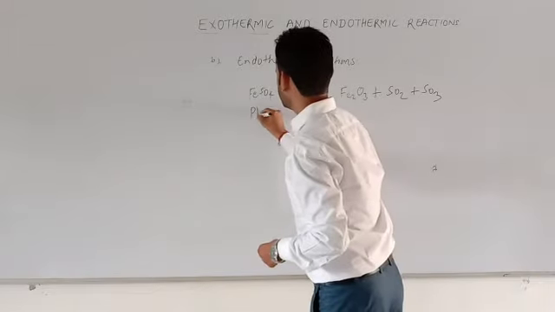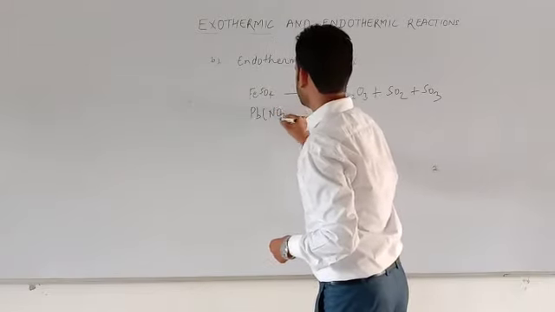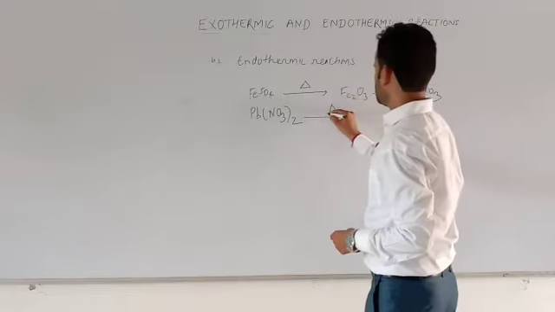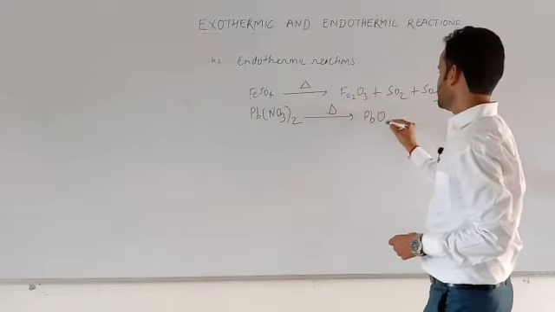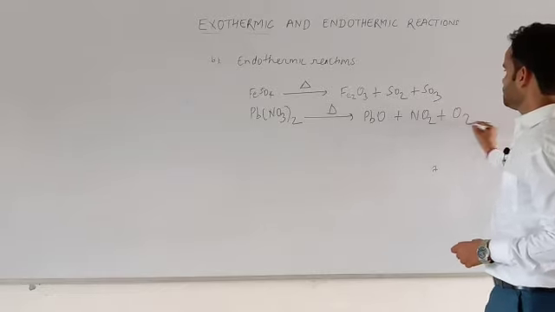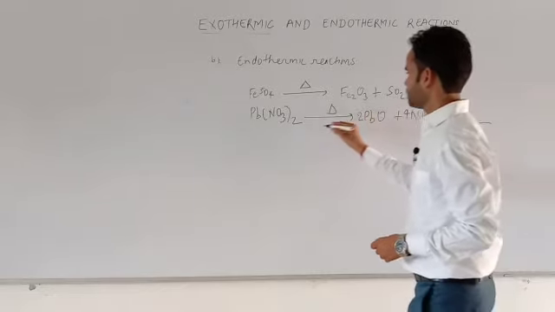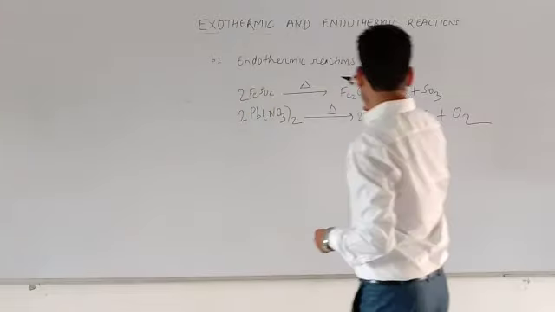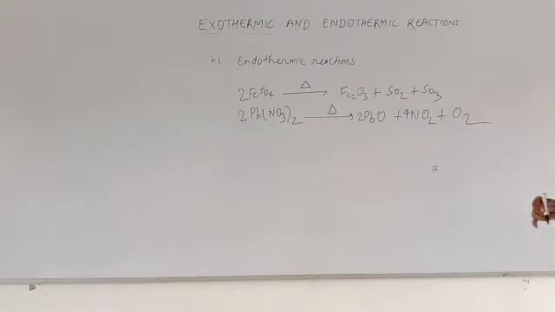Another example, Pb(NO3)2. It decomposes into lead oxide, nitrogen dioxide and oxygen. You can balance it as well. These types of reactions are endothermic reactions.